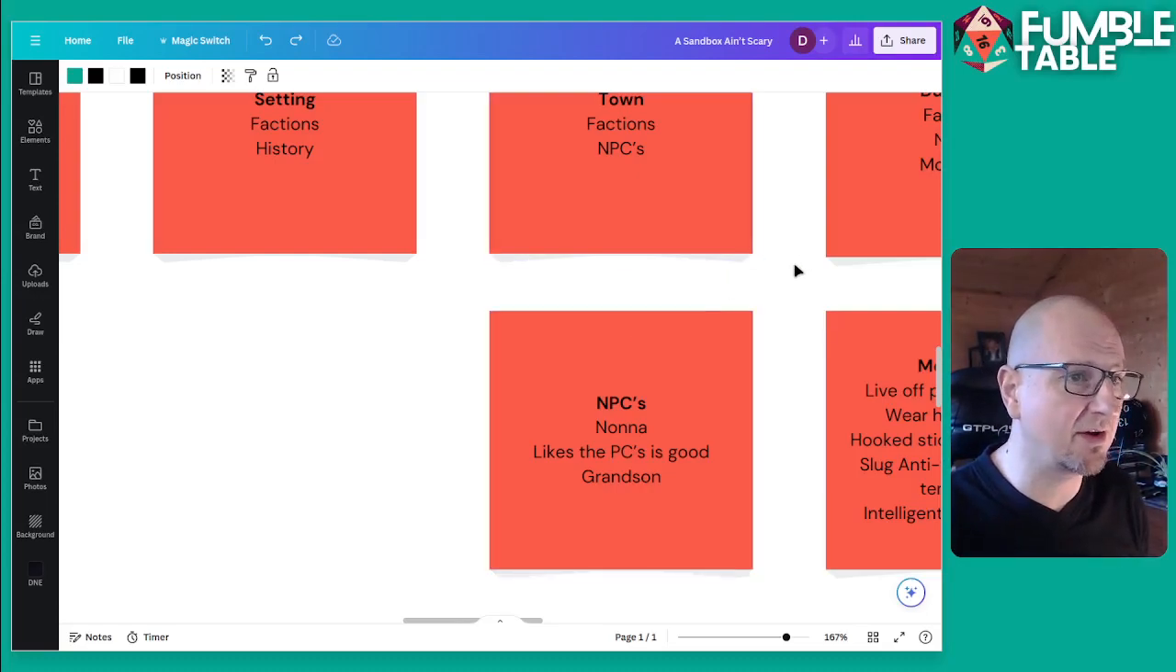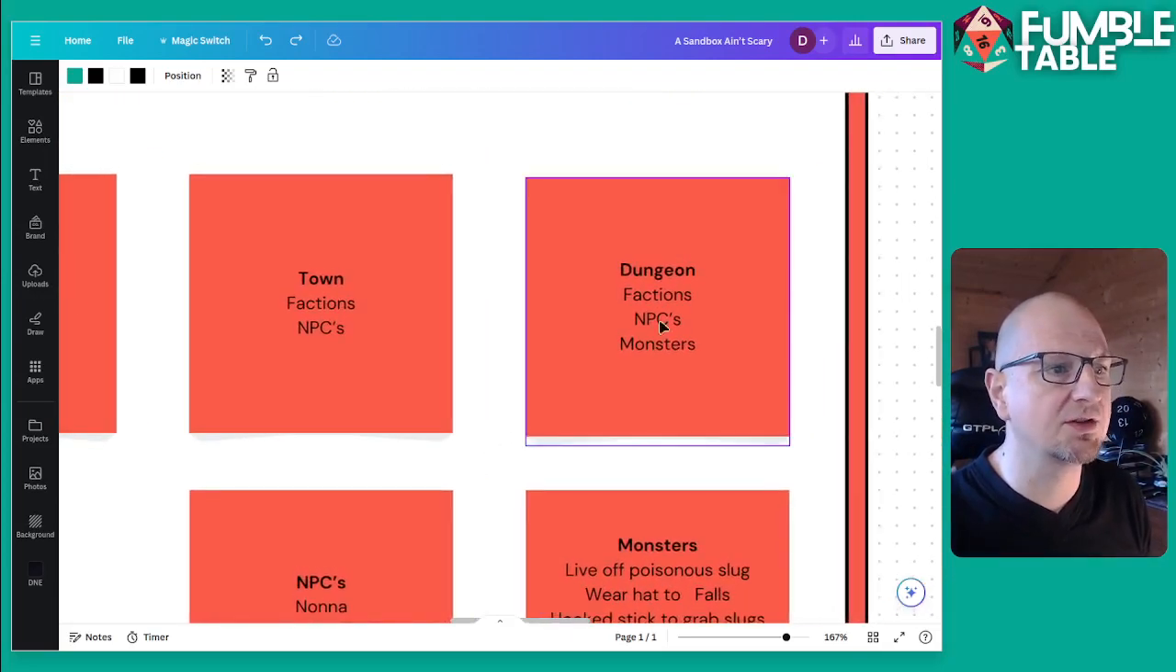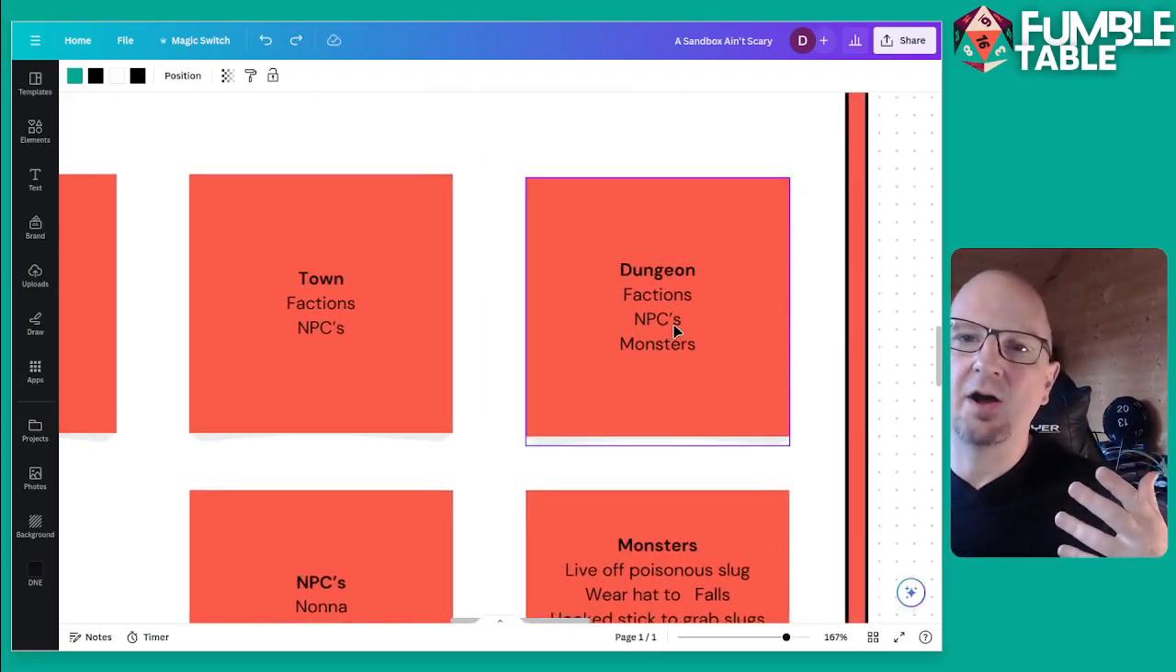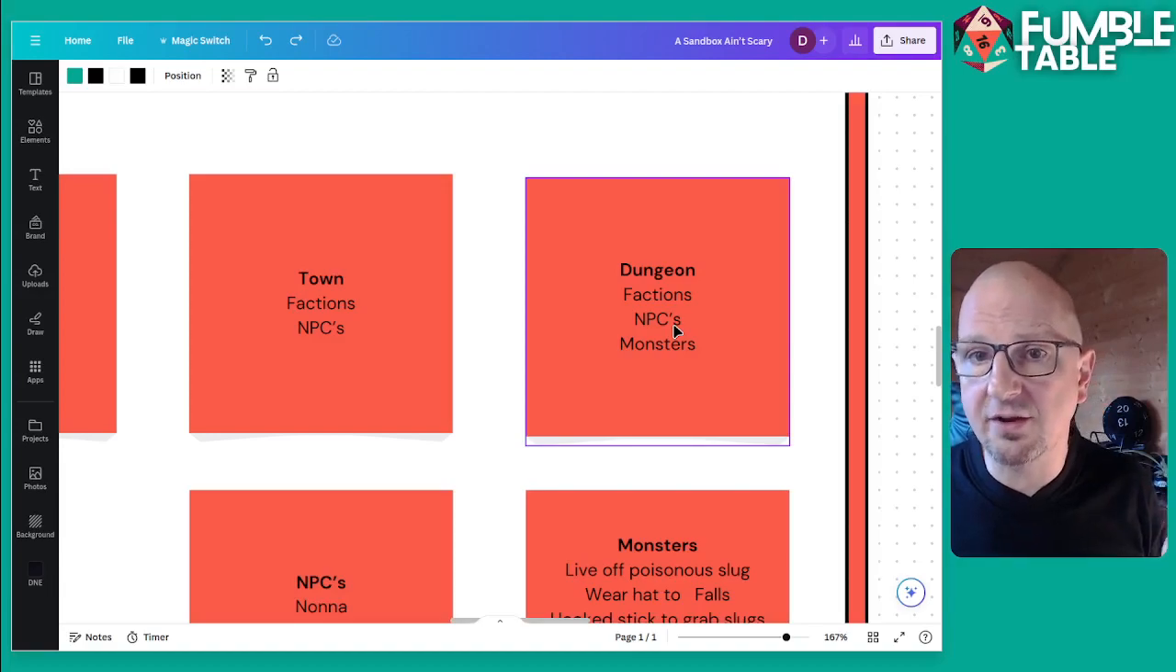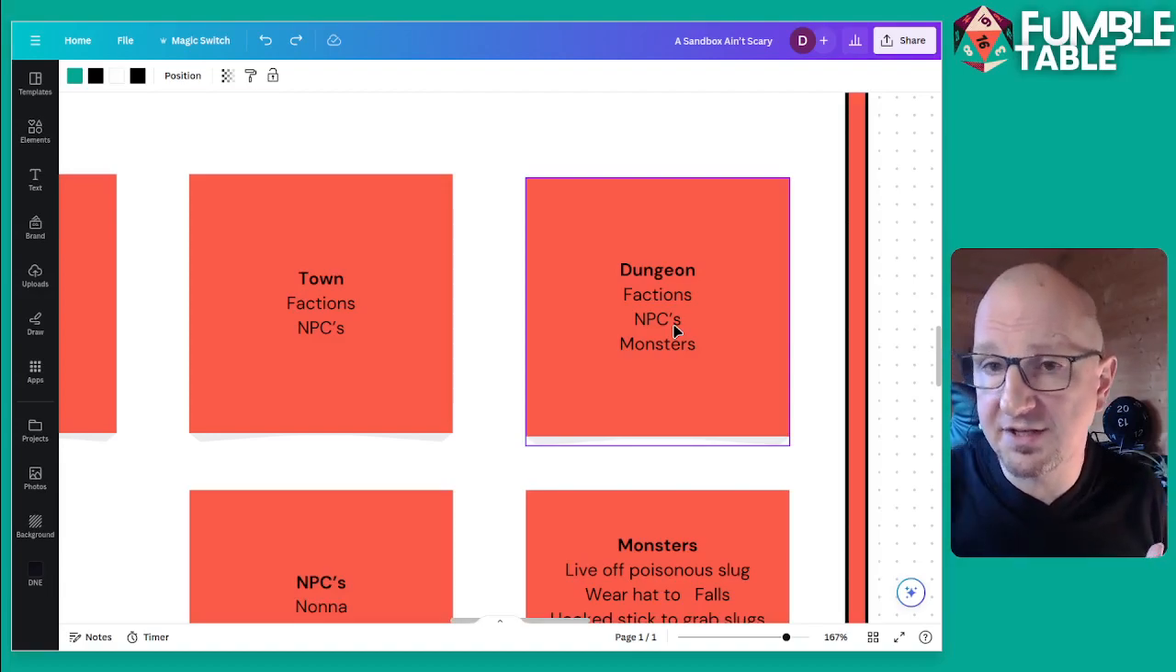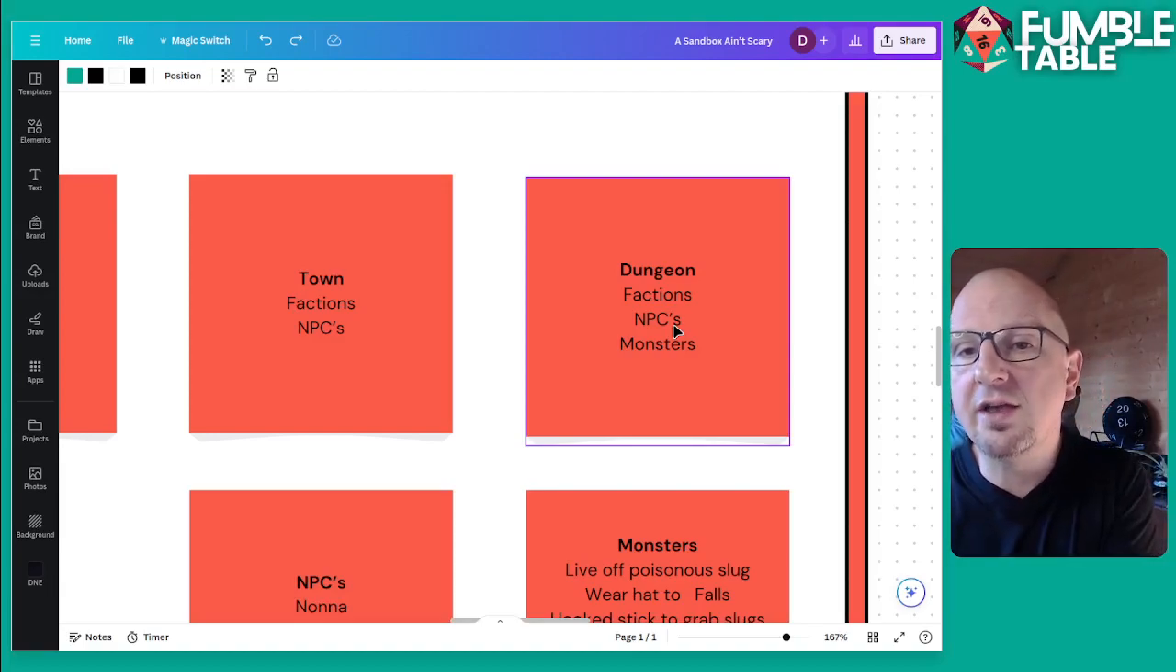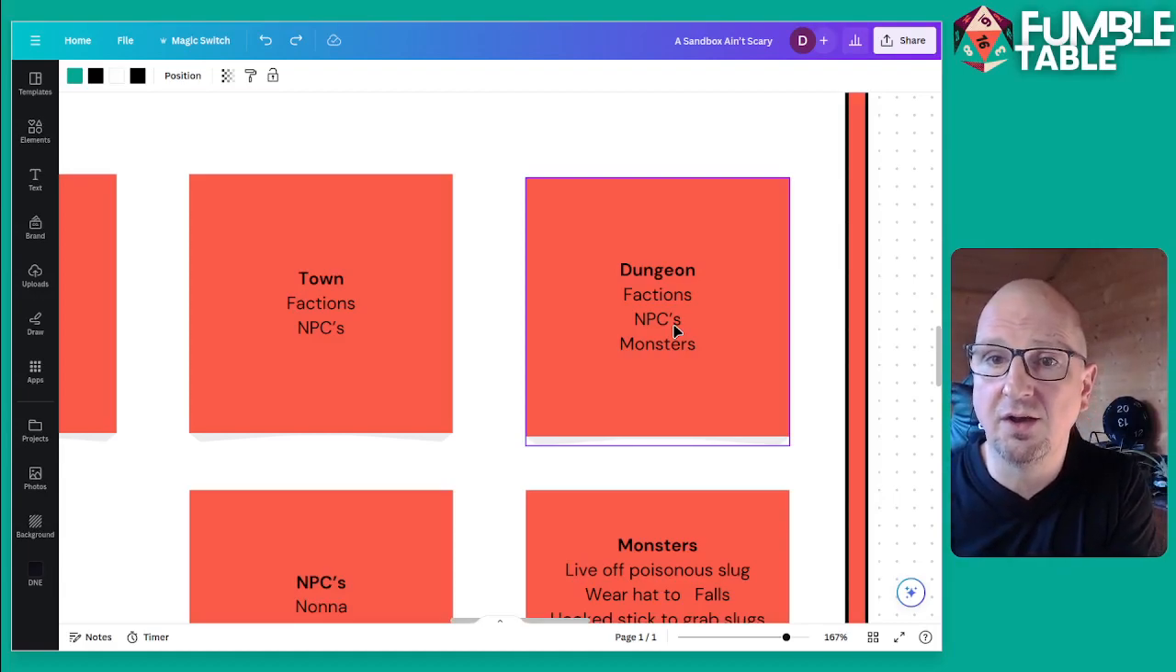So again, if we come back over here, with the dungeons, you've got the whys of the factions, why they don't like each other. You've got the NPCs that the people might meet in the dungeons, why they're there, what is their backstory, what is their motivation, what are they looking for.